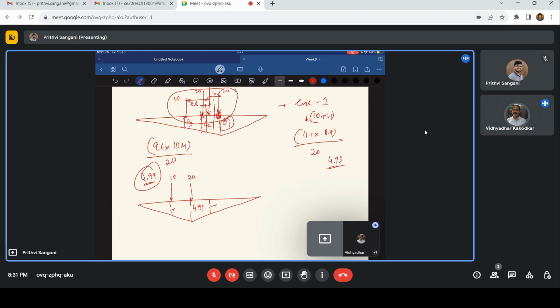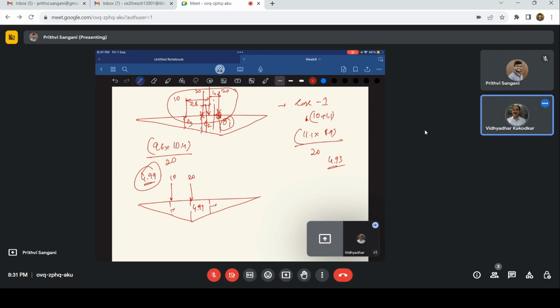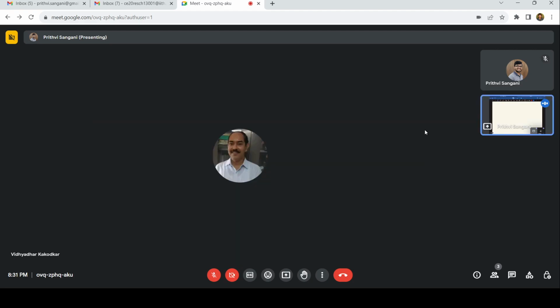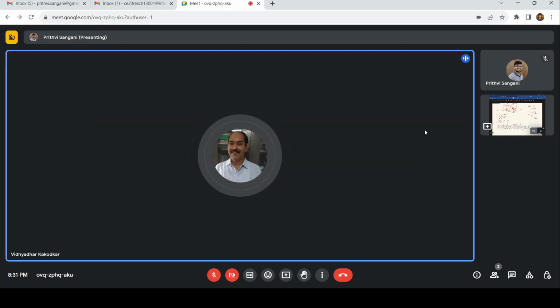Okay. Yeah, next question. What about shear force in case of trains of loads? How to find the maximum shear force?